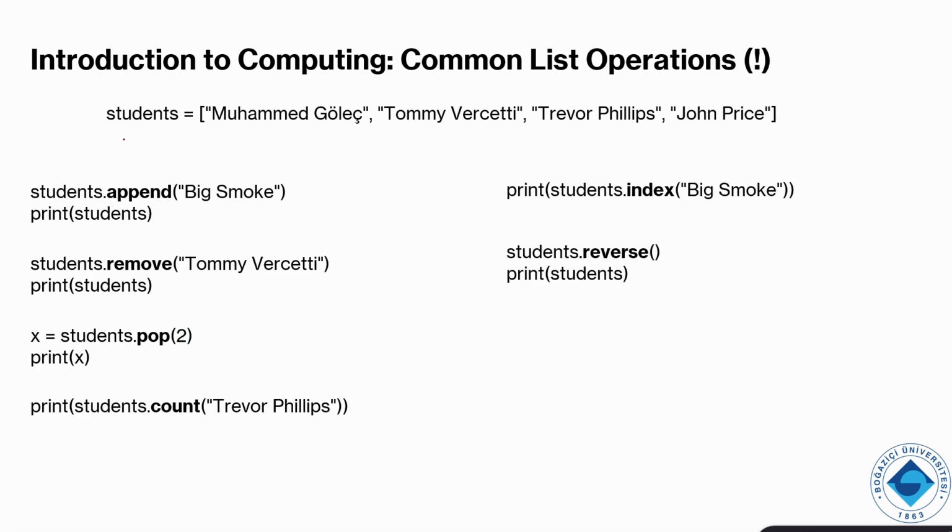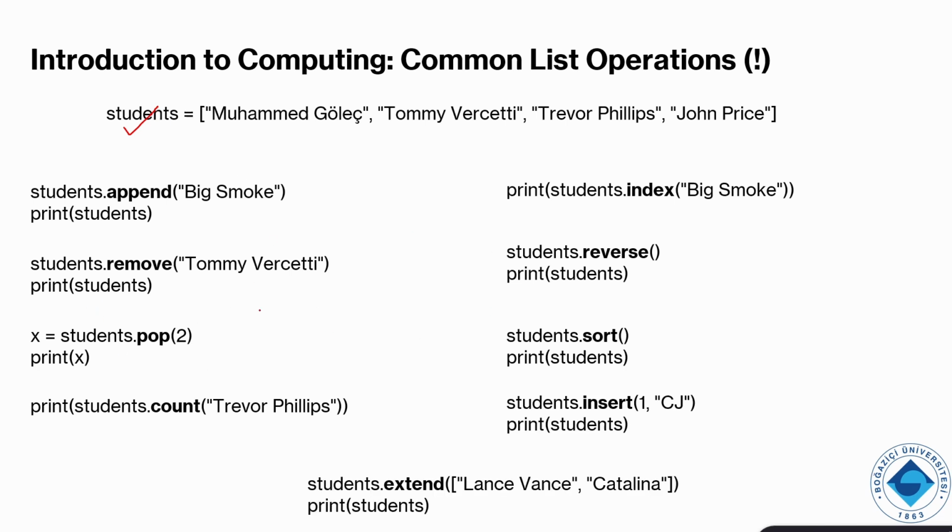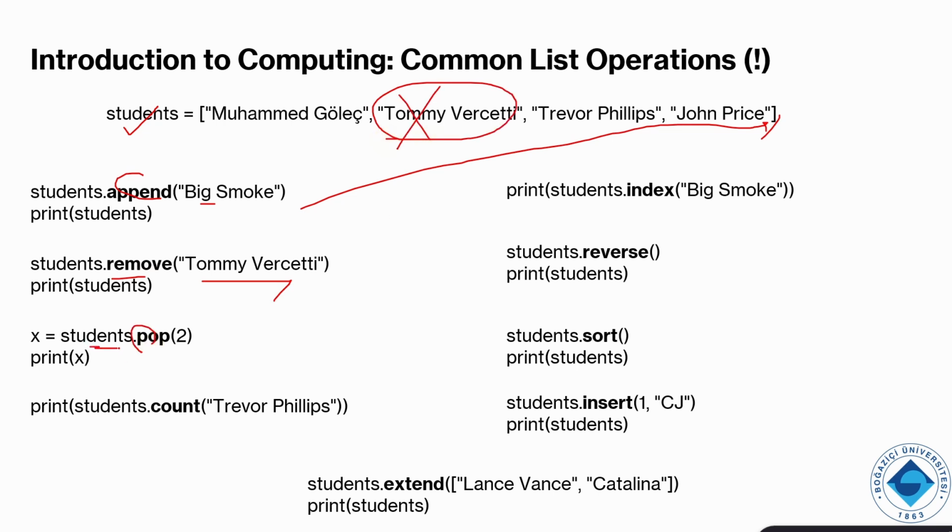Okay, again, I will create my list and we will see all of them step by step. In the first one, it will append Big Smoke to the end here. Remove Tommy Vercetti will remove the element Tommy Vercetti here. And pop(2) will remove the second element from 0, 1, and 2, right? So it will remove that one. At the same time, it will assign this value to x. If I print x, I will see this element.